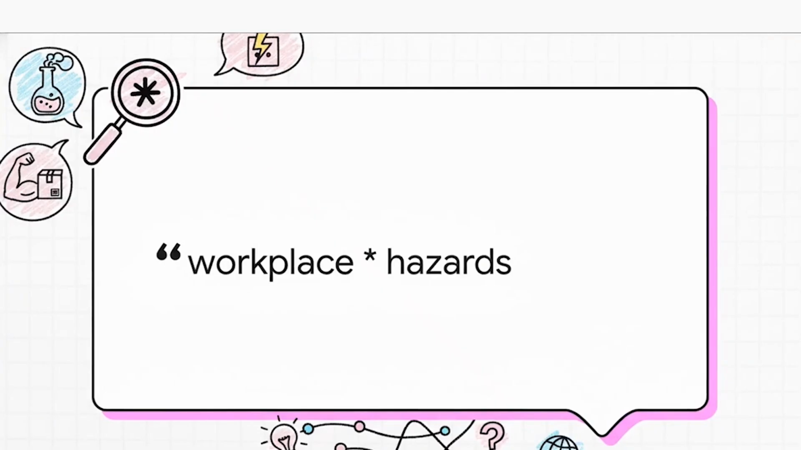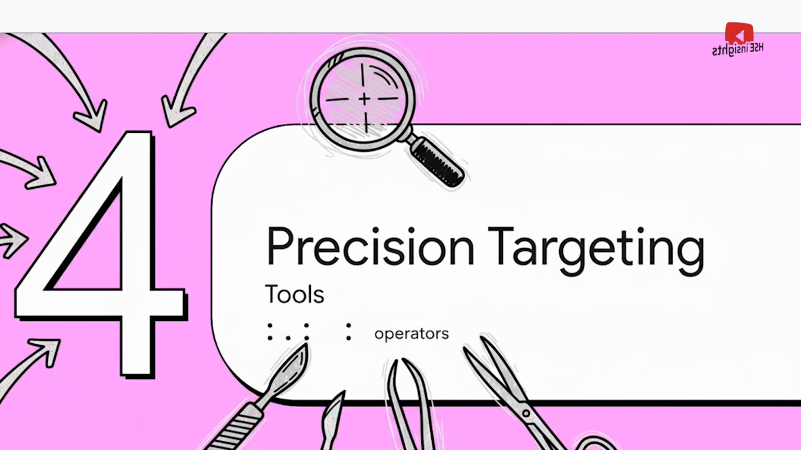So check this out. If you search workplace, then an asterisk, then hazards, Google goes to work for you. It'll find workplace chemical hazards, workplace physical hazards, workplace electrical hazards, you name it. It's an amazing way to discover all these related ideas that you might not have even thought of on your own.